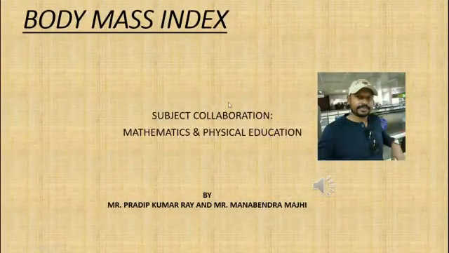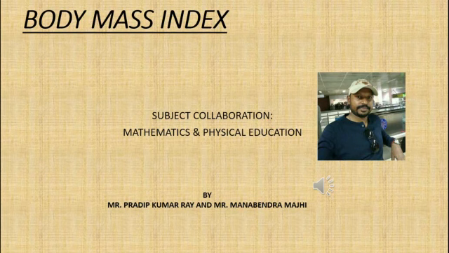Actually, Pradip sir and I have done a collaboration work. That means the physical education and mathematics departments have done a collaboration work on BMI. BMI means the body mass index of our body, and everybody should know their BMI level, right? For that, you should take the measurement of your height in meters and your body weight in kg. After that, put the data in a formula, and you can get to know your BMI level. That part will be explained by Pradip sir.